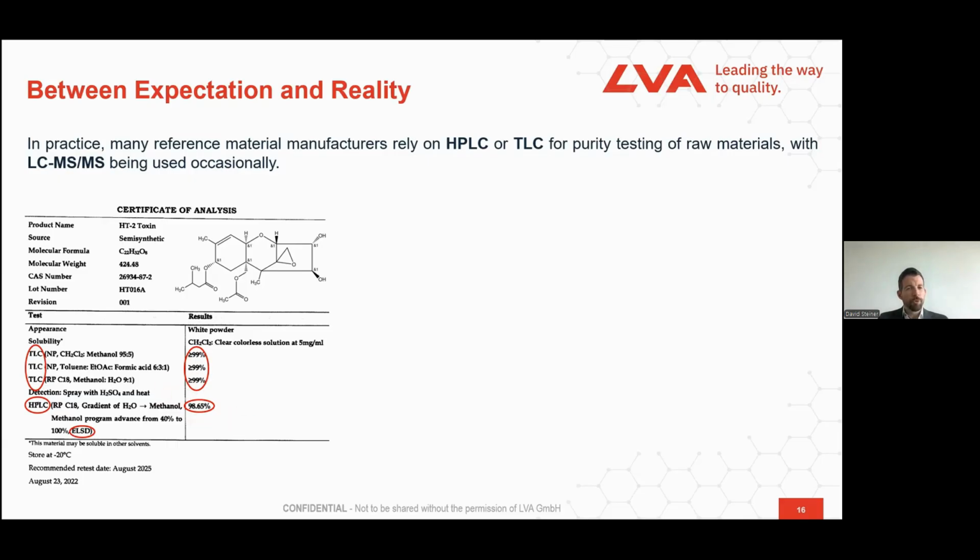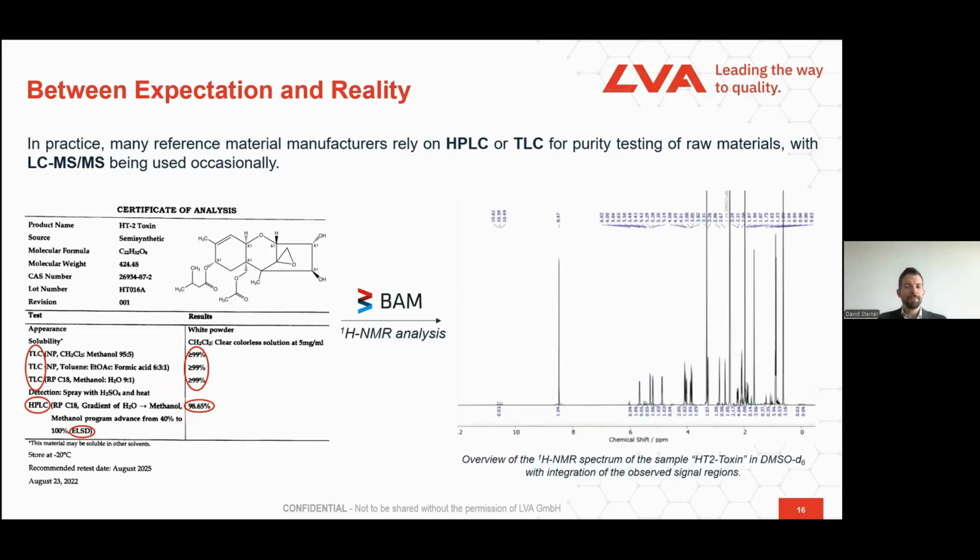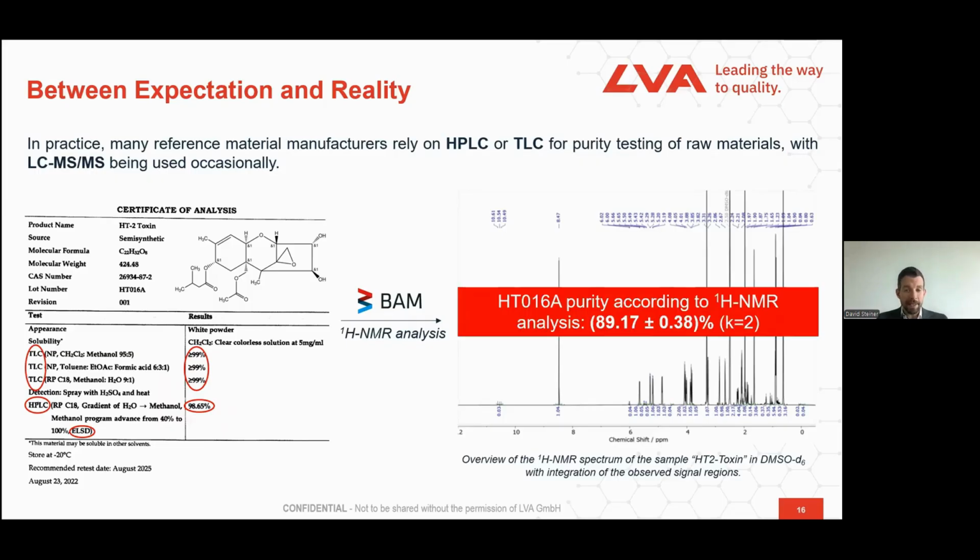For our accredited reference standards, however, we always perform qNMR analysis in collaboration with an ISO 17025 accredited partner lab specialized in the purity determination. And in this case, the actual purity was determined to be closer to 89%, which is a quite big discrepancy of around 10%, which is already quite significant when it comes to routine testing at the end.